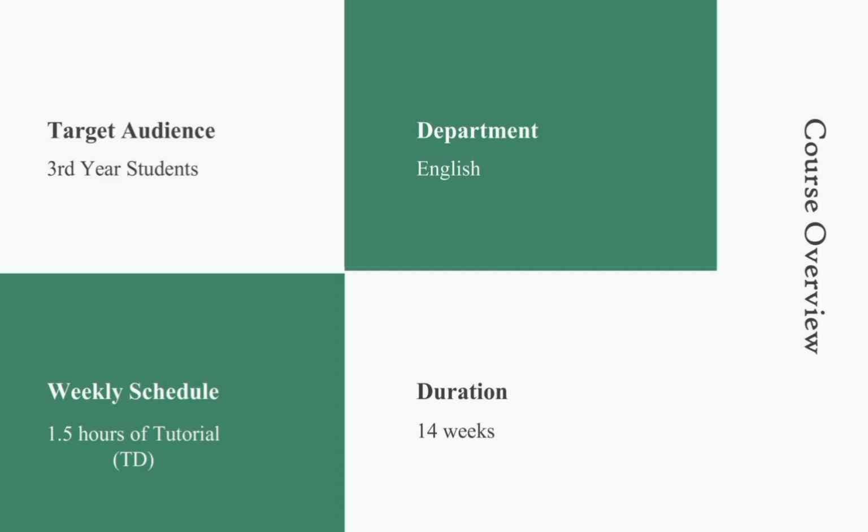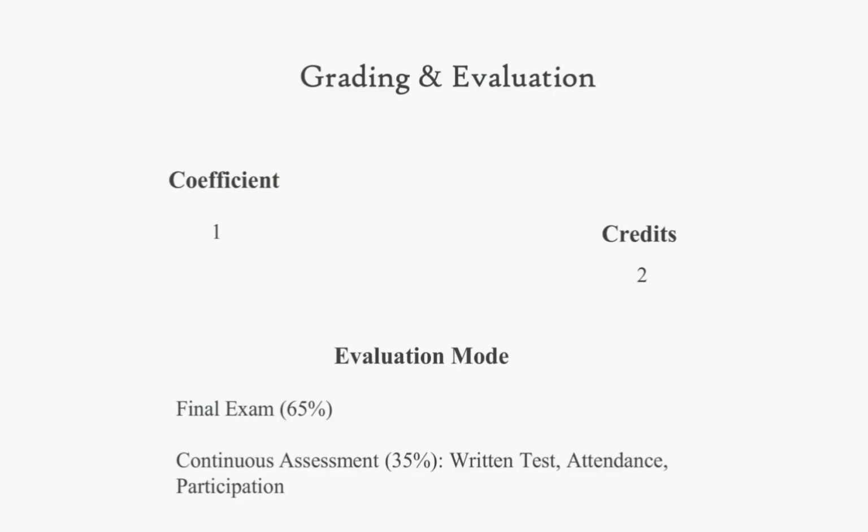It is primarily designed for our third-year undergraduate students in the Department of English. And this course has 1 coefficient and 2 credits. Your final grade will consist of 2 parts. 65% comes from the final examination, while the remaining 35% is based on continuous assessment, including a written test, attendance, and class participation. So I encourage you to attend and actively participate in our sessions.